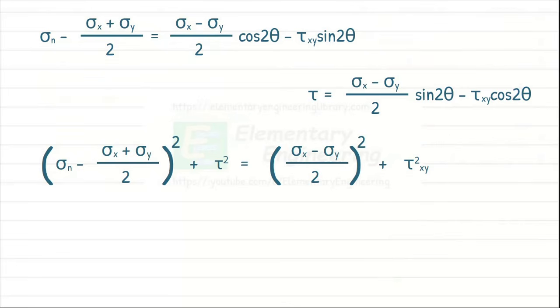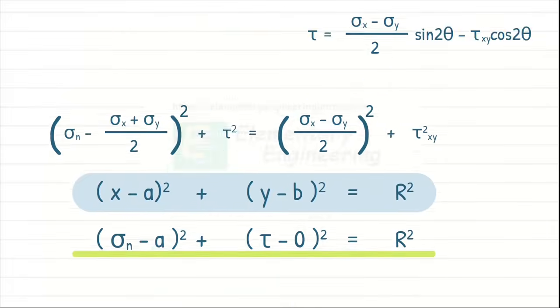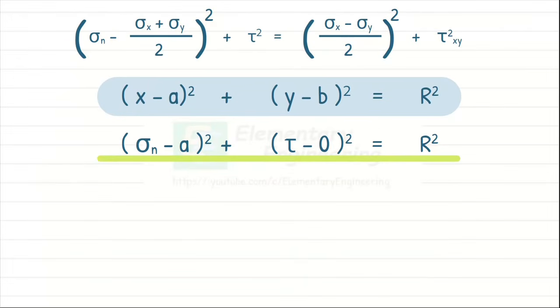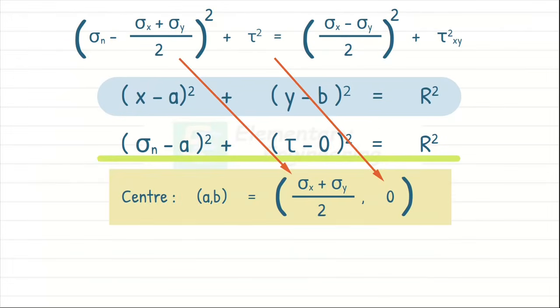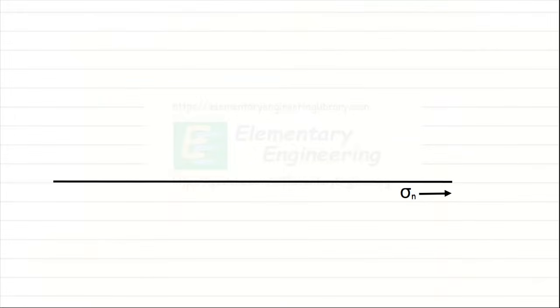Now, if you remember your high school geometry, this is exactly the form of a circle equation. From this, we can clearly identify the center of the circle as this and its radius as this. To draw Mohr circle, we take normal stress on the horizontal axis and shear stress on the vertical axis.